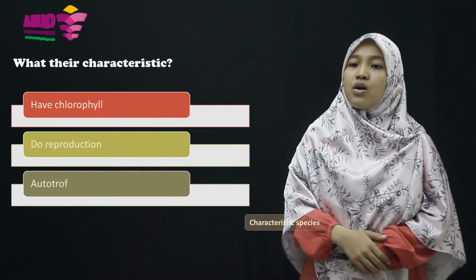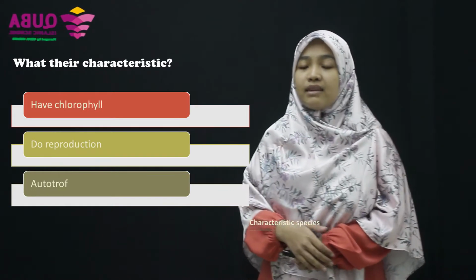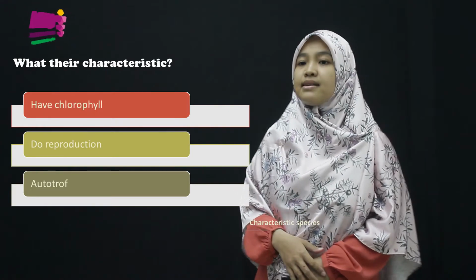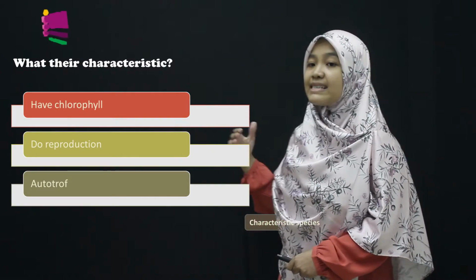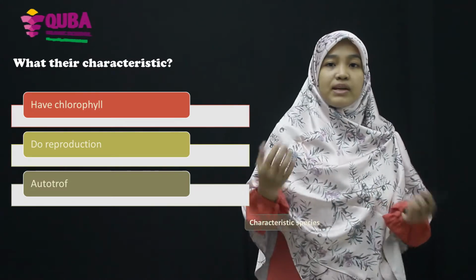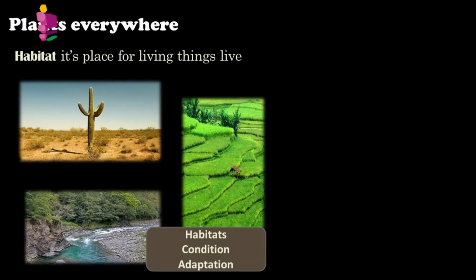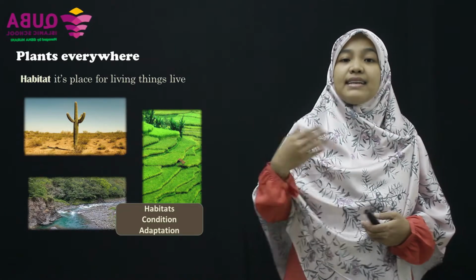From this slide, we can learn the scientific words. The word is characteristic species. Characteristic species is the special character in the species. Habitat. Habitat is the place where a living thing lives.